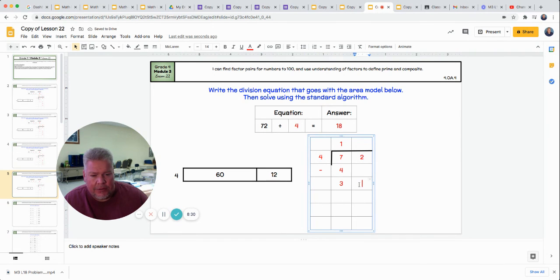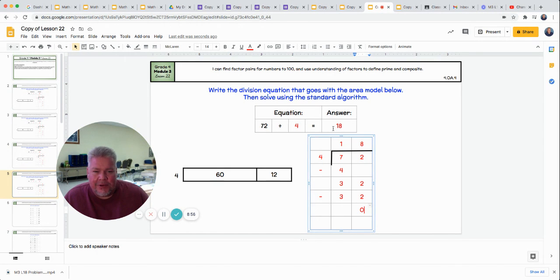Bring down the 2. Now we have to ask ourselves how many 4s are in 32. If you know your facts, you know that 8 times 4 is 32. And we subtract. 32 minus 32 is 0. No remainder. So 72 divided by 4 is 18, just like we put.